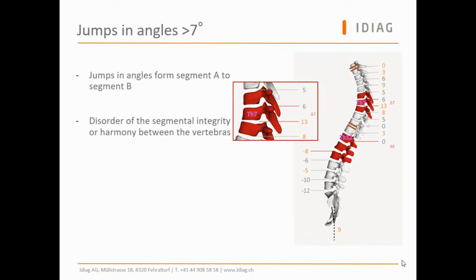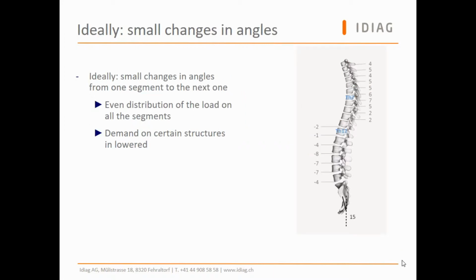If you can see jumps between angles between the vertebrae that are greater than 7 degrees, this could indicate a disorder of the segmental integrity or harmony between the vertebrae. Ideally, you would find only small differences between the angles from one segment to the other. This way, there is an even distribution of the load on all the segments, and the demand of certain structures is lowered.